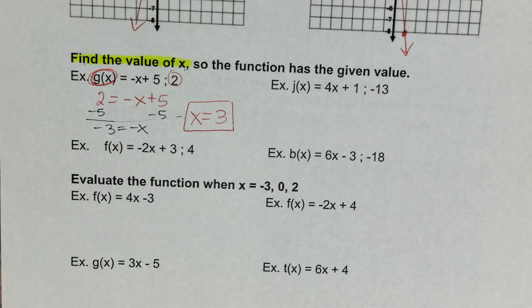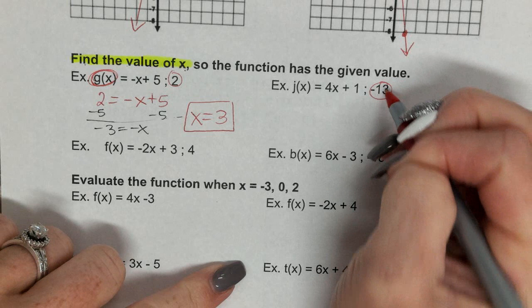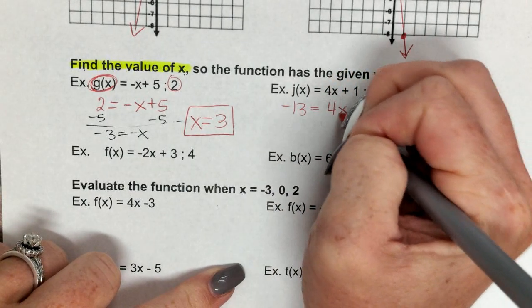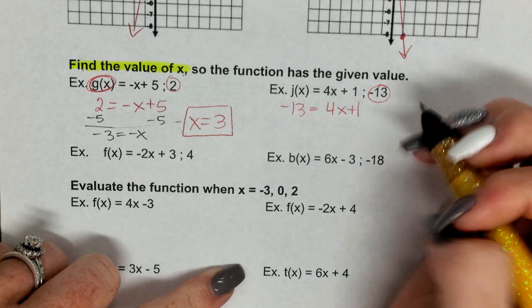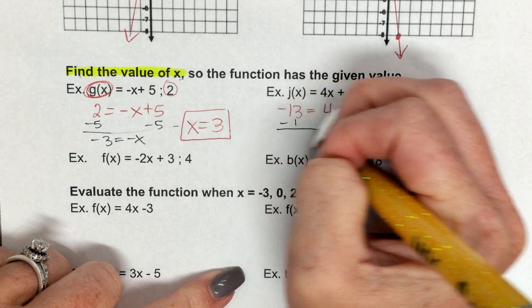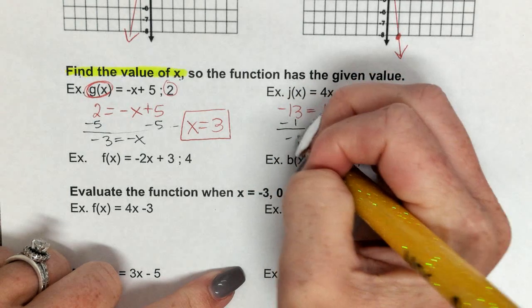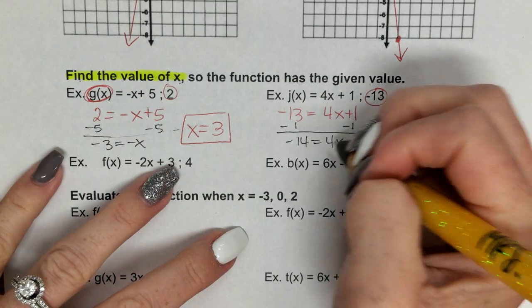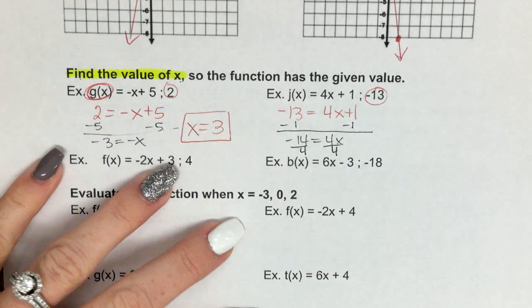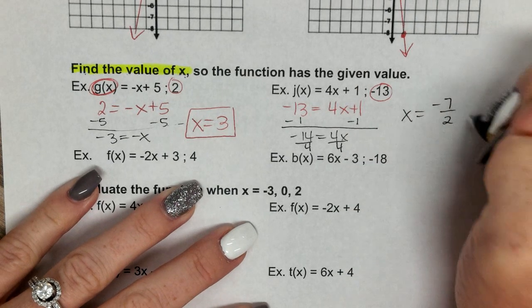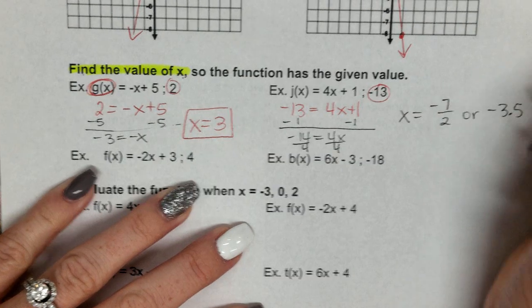All right, let's do the next one. For this one, I am finding x, so I'm plugging in negative 13 for the function. So negative 13 equals 4x plus 1. How would I solve this? Minus 1, which is negative 14 equals 4x. Then I would divide by 4, and negative 14 divided by 4 is negative 7 halves, or if you want to write it as a decimal, negative 3.5.